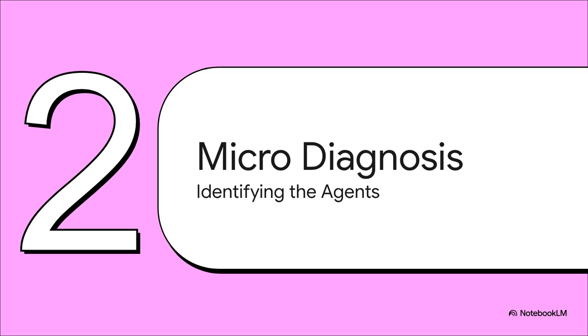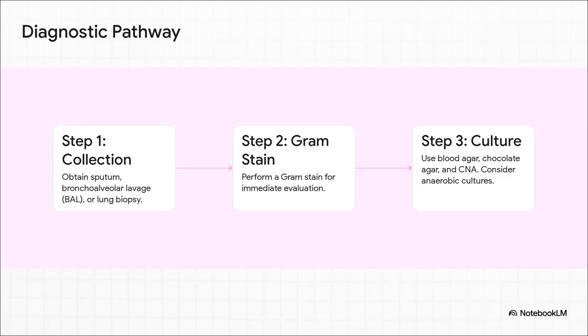Section 2 is all about the microbiological diagnosis. How do we actually figure out which bugs are causing all the trouble? Okay, so the diagnostic process is pretty logical. It follows a set path. Step 1, you've got to get a good sample. Sputum, a bowel, maybe even a biopsy. Then you do a gram stain. This gives you your first immediate clue, kind of like a first look at the crime scene.